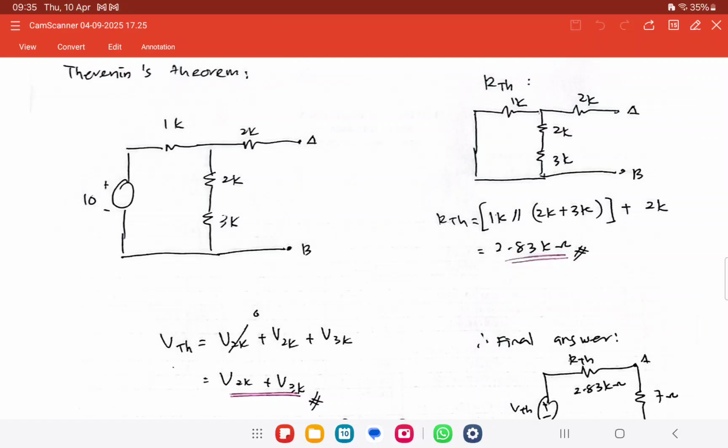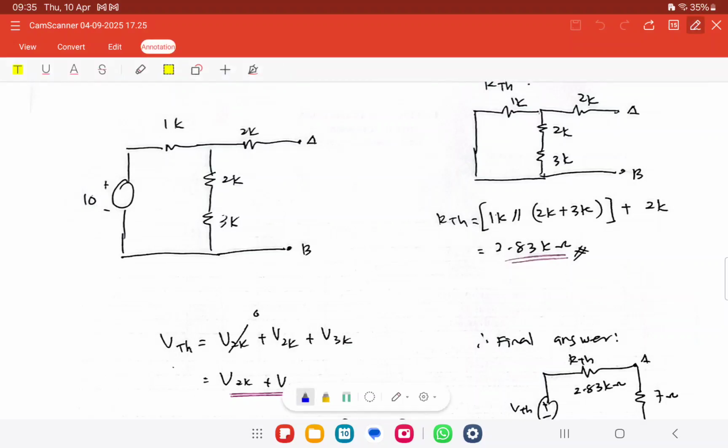Okay, for the RTH from here, so 2K and 3K straight away series kan. Lepas tu it is actually parallel dengan 1K, parallel with the 1K. Lepas tu dia akan jadi last dia akan jadi macam ni dengan 2K tu. So series with the 2K.